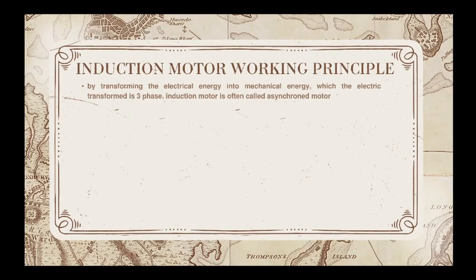Now for the induction motor. The induction motor working principle comes from transforming electrical energy into mechanical energy, with the electricity being three phase. The induction motor is often called an asynchronous motor.